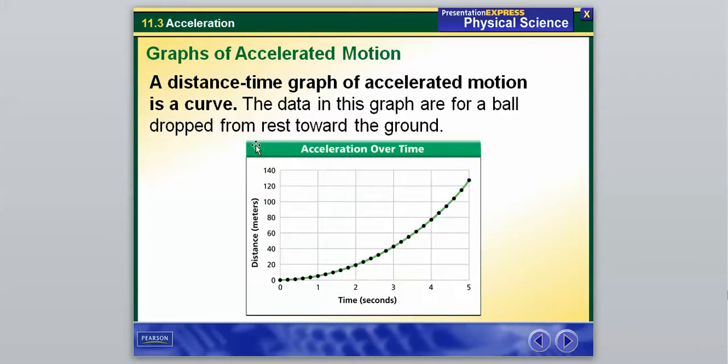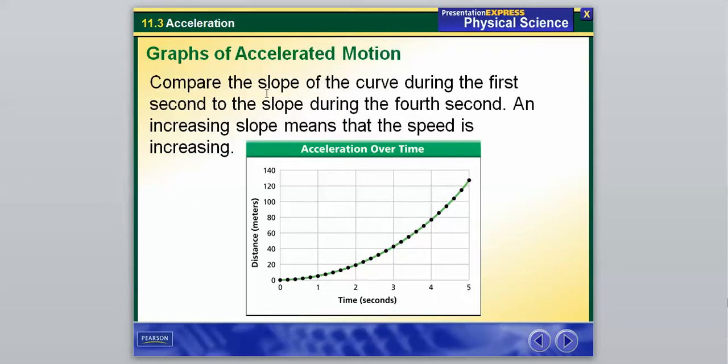And a distance-time graph of accelerated motion is a curve, and the data in the graph are for a ball dropped from rest toward the ground. So it is increasing at a more exponential rate rather than a constant rate, which we've talked about a little bit.